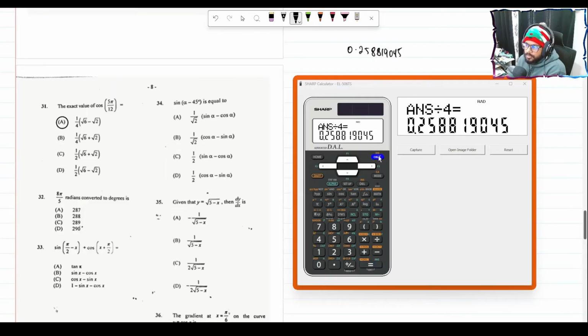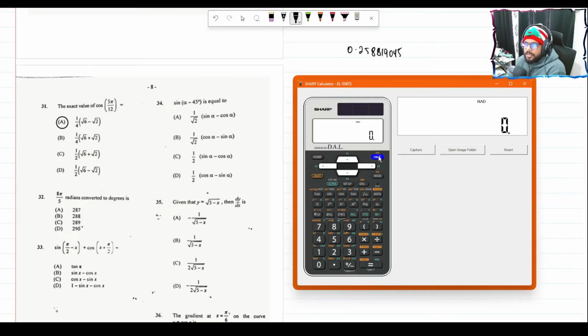Let me check the next one just to entertain it, to see how we get a different answer. Root 6 plus root 2, divided by 4. Now, some of you might have the question, why do you press the equal sign every time you put something in? For example, I put root 6 then equal. Why are you doing that?